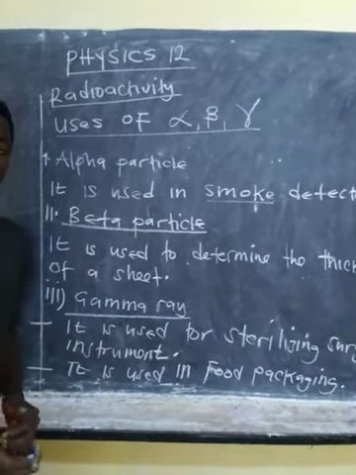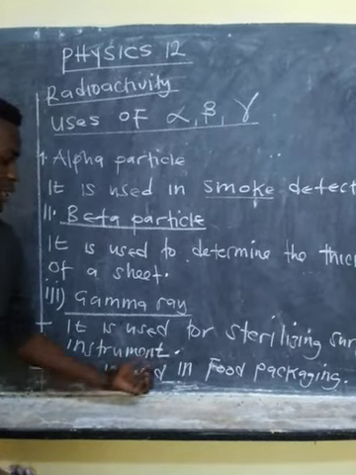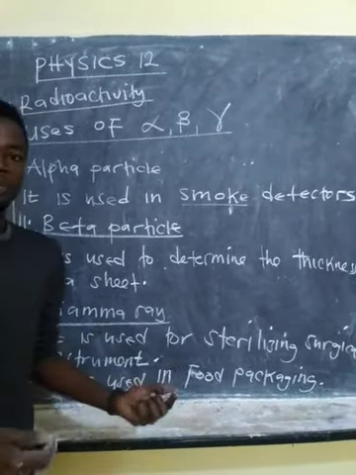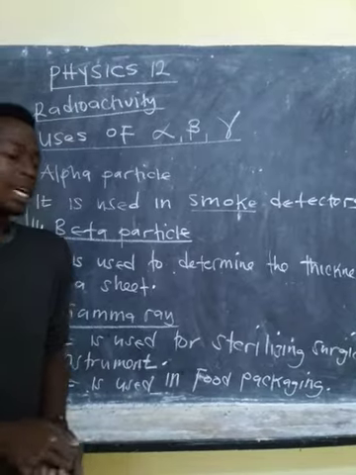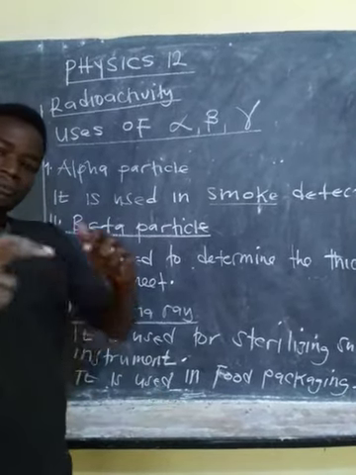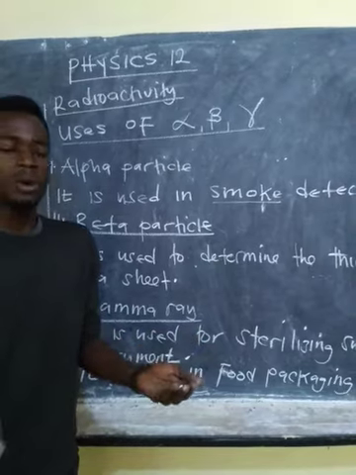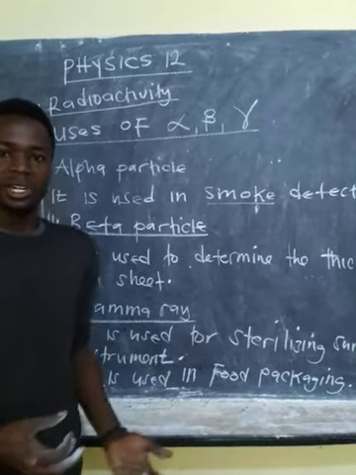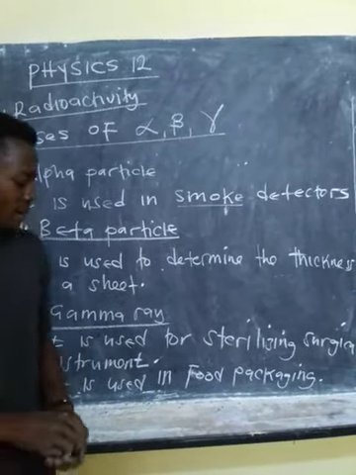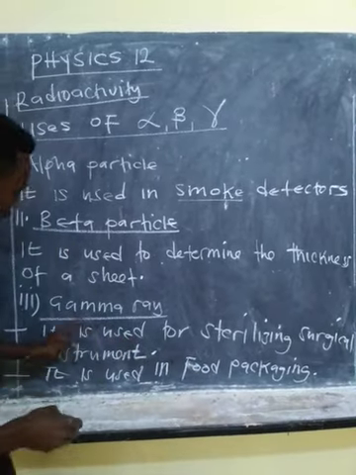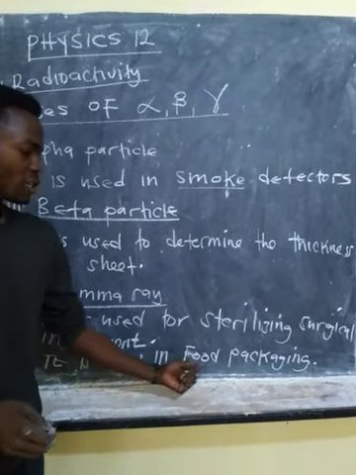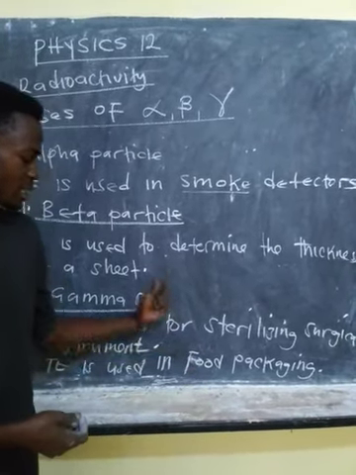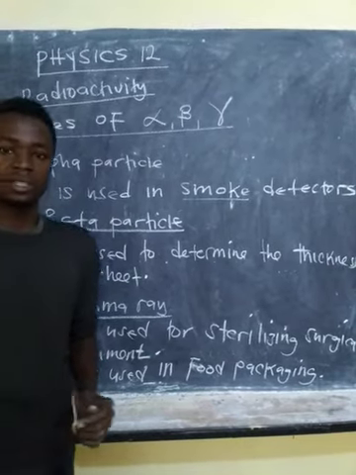So these are some of the other uses. For gamma, we're saying that it is used in food packaging. We know that gamma has the highest penetrating power, and it is capable of killing bacteria. So once the food is processed, now we want to package the food. It means that it may contain some bacteria. Those bacteria are supposed to be destroyed. So they use the gamma ray to destroy those bacteria. Then they package the food. So this is important to understand some of these uses.